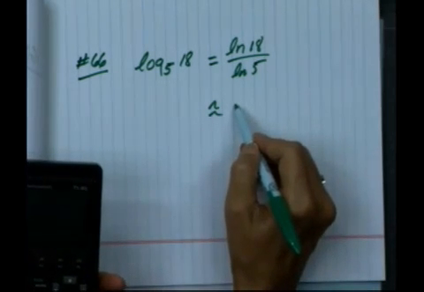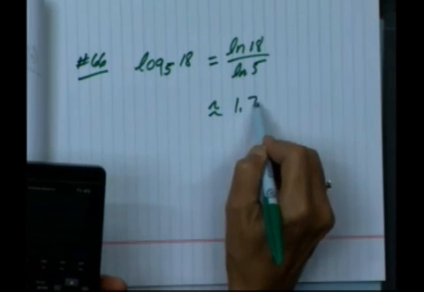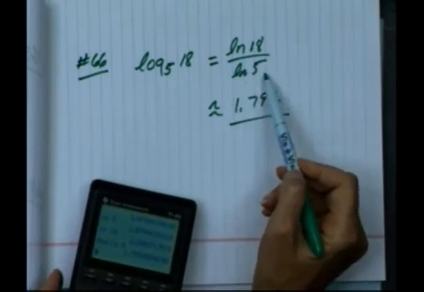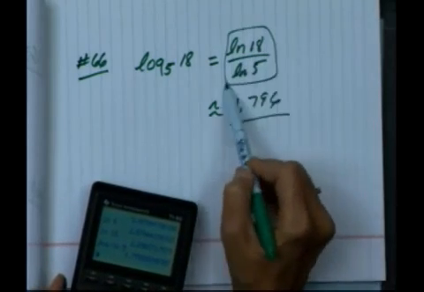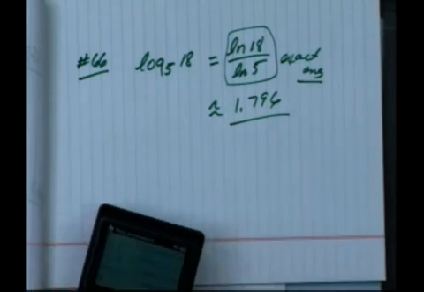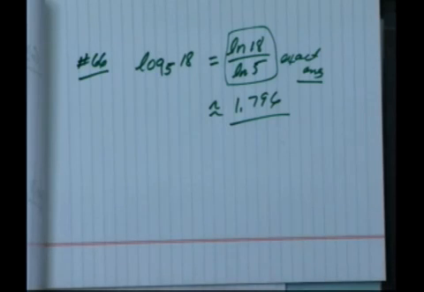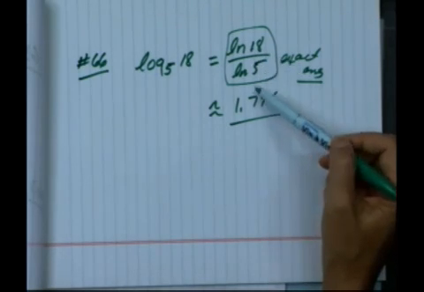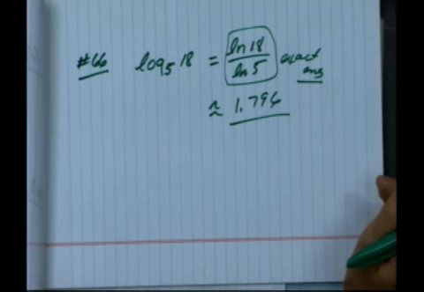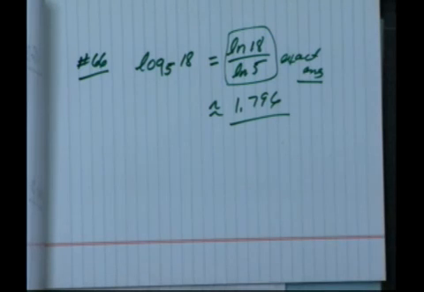And that comes out to be approximately 1.796. Natural log of 18 divided by natural log of 5. This is an exact answer, and that would be just fine on a test. Anybody can plug and chug natural log of 18 over natural log of 5. Everybody good?